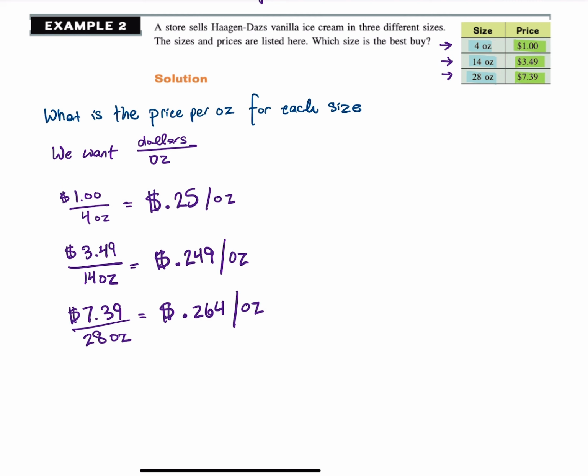So the best deal will be the smallest cost per ounce. And these are all pretty close, but this could be a big deal if you're buying large quantities maybe. So it looks like this, 0.249 per ounce. This will be the best price. So we were setting up a proportion of the price to how many ounces. We're able to see the ultimate cost per ounce. So we would say the 14 ounce is the best price.